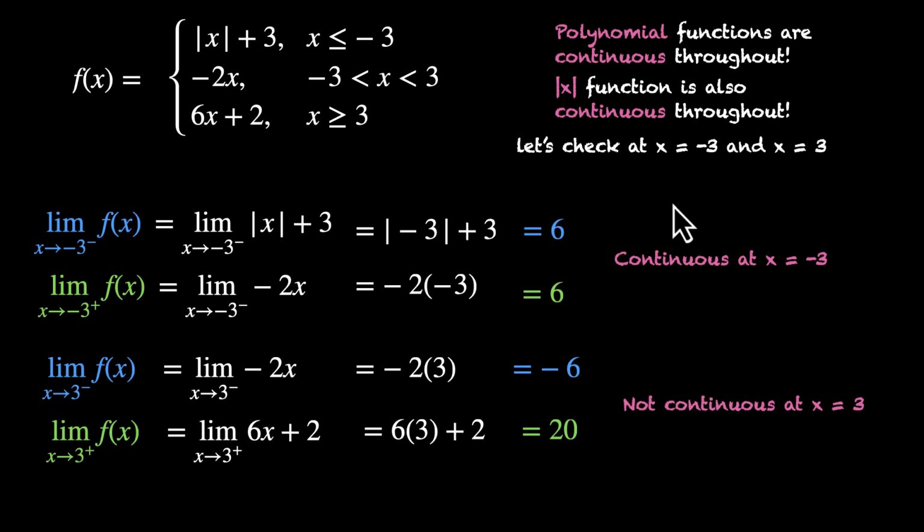Let's solve one more problem. f(x) is equal to x by mod x when x is less than 0, and minus 1 for x greater than or equal to 0. Pause the video, check for continuity of this function.